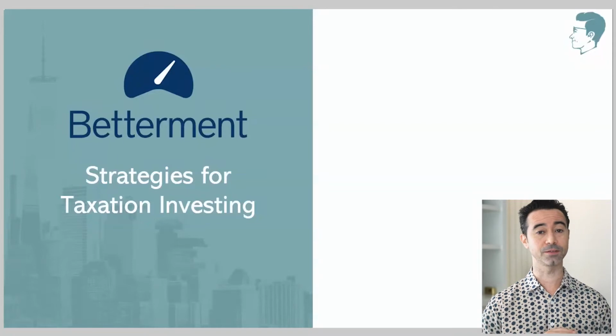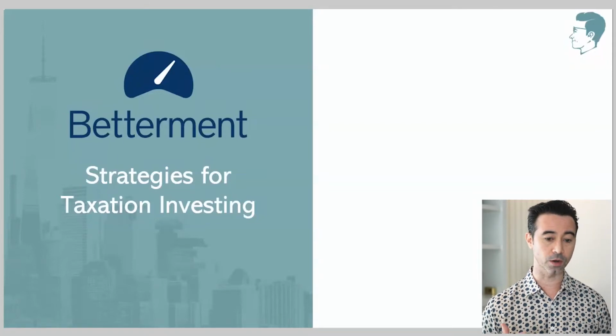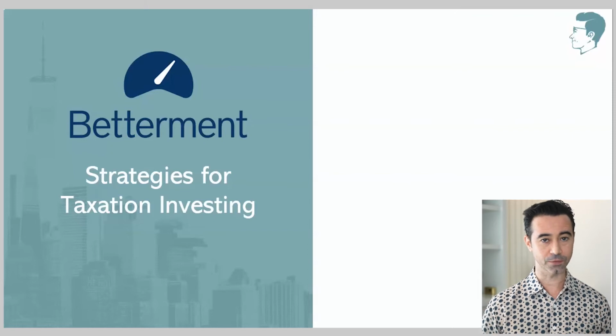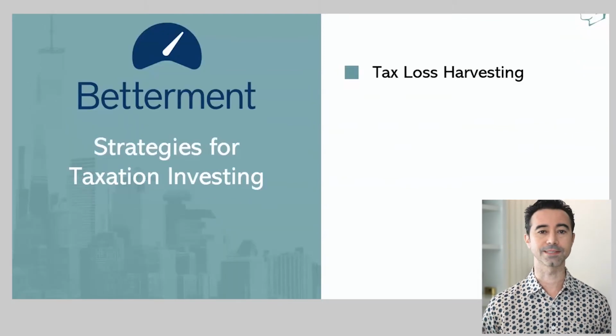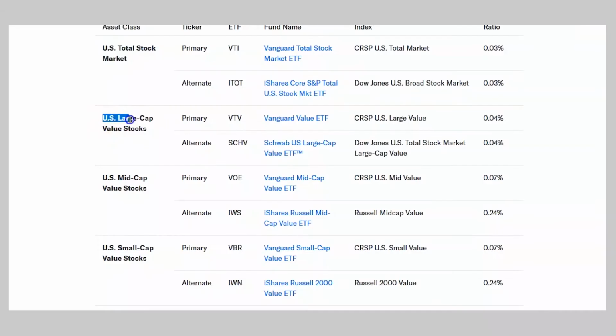Next, which I find very important for most people, are the different strategies for taxation and for investing. The first thing, of course, is tax loss harvesting. Let's give a brief overview of how this works. You can see here US large cap value stocks. For any amount of your portfolio Betterment wants to put into this type of style, they have 2 different ETFs: VTV and SCHV.